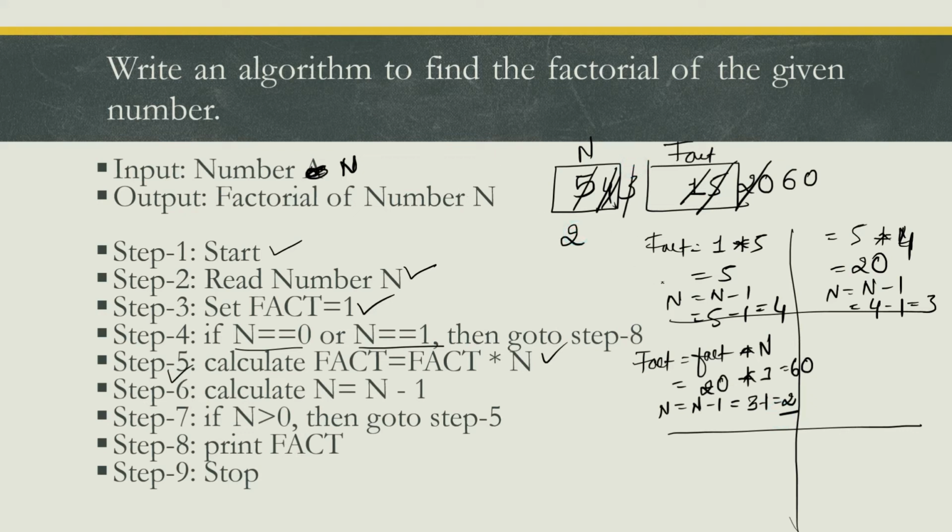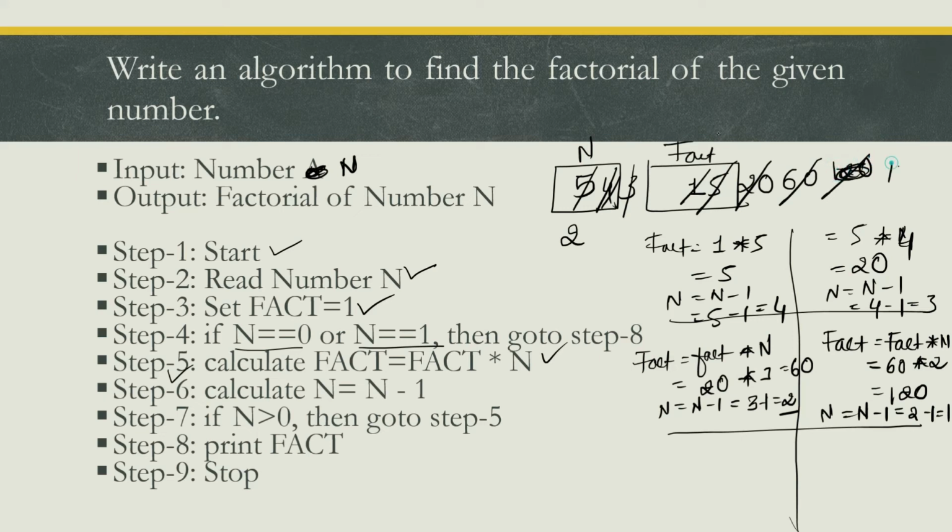2 is still greater than 0. Then we have to execute again step number 5. Fact is equal to fact into n. What is the value of fact? 60. What is the value of n? 2. 60 into 2, 120. The value of fact will become 120. N is equal to n minus 1. What is the value of n? 2. 2 minus 1, which is equal to 1.